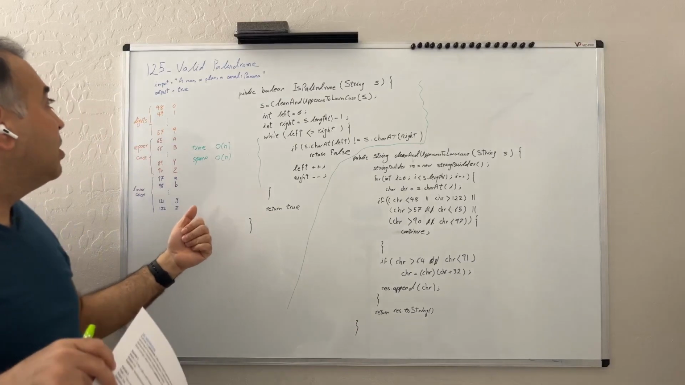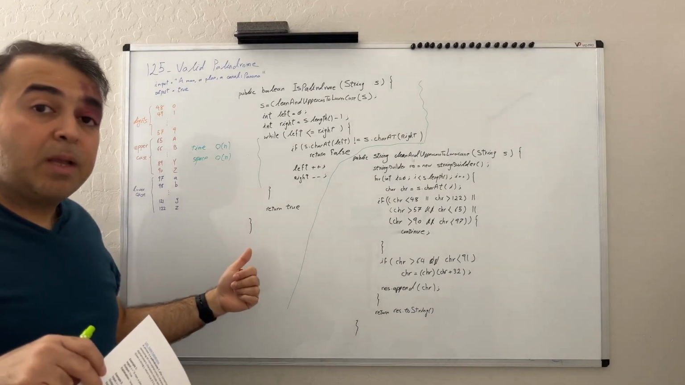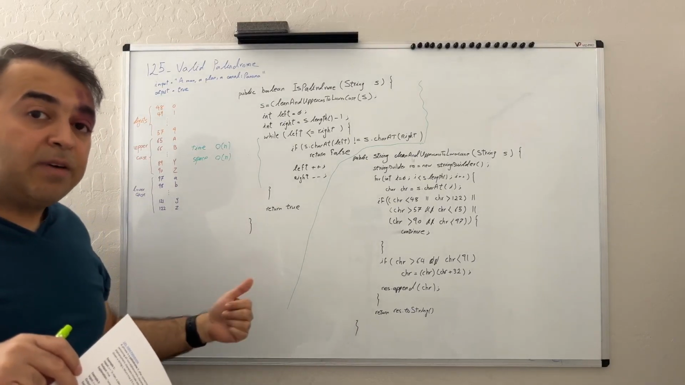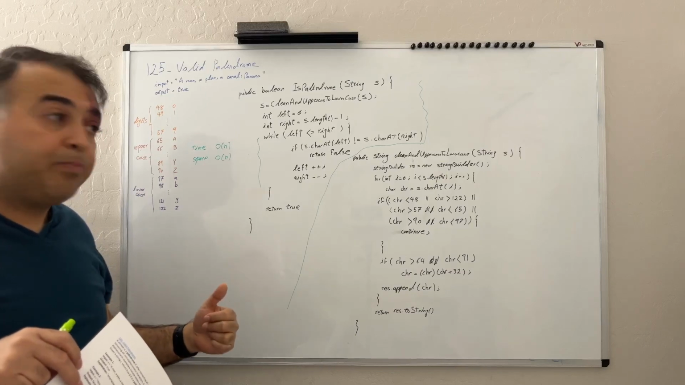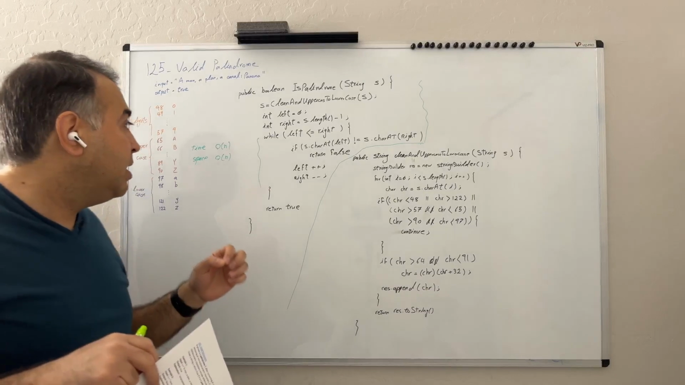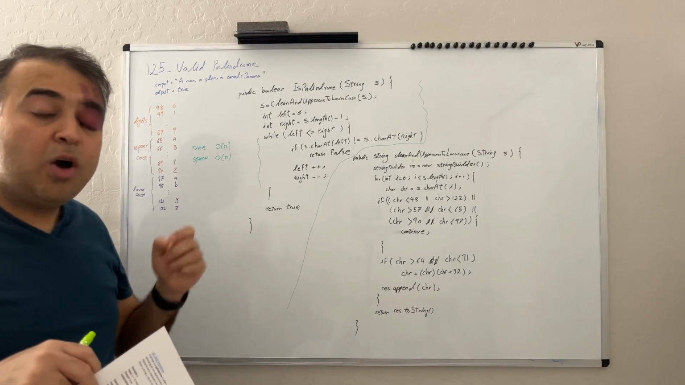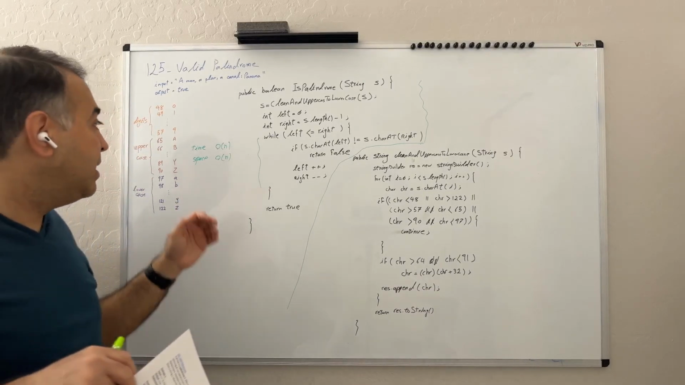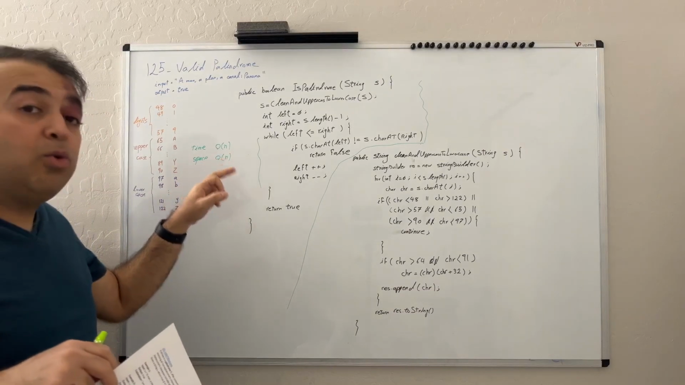So this is a solution for problem 125. I hope you like this video. If you'd like to see how we could improve this solution, in the next video I will show you how you can reduce the space complexity from O(n) to O(1).